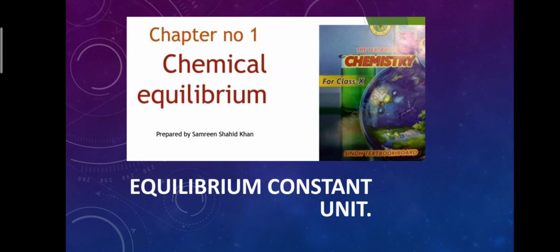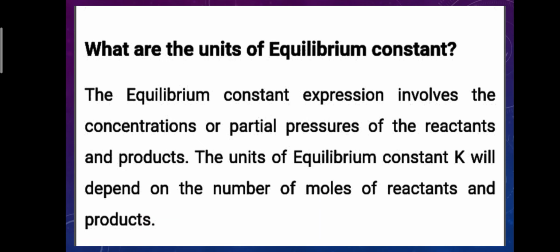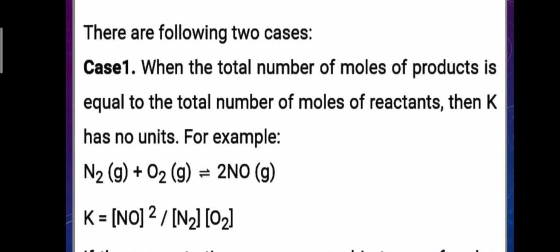Now let's dive into the topic. What are the units of equilibrium constant? The equilibrium constant expression involves the concentrations or partial pressures of the reactants and products. The units of equilibrium constant K will depend on the number of moles of reactants and products. There are the following two cases.